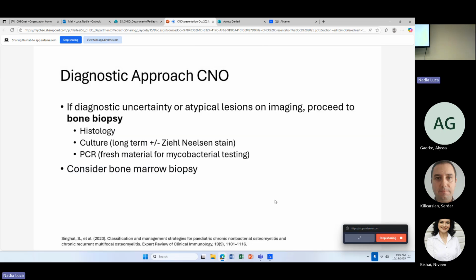Okay, so if you are in that second box, then that's where the bone biopsy is. For the bone biopsy, of course, we're looking at the histology, but we're also looking at cultures and PCRs to make sure we're especially not missing those more insidious mycobacterial infections that could cause osteomyelitis, and then consider bone marrow biopsy if you have any concern about hematologic disease. Any questions about that?